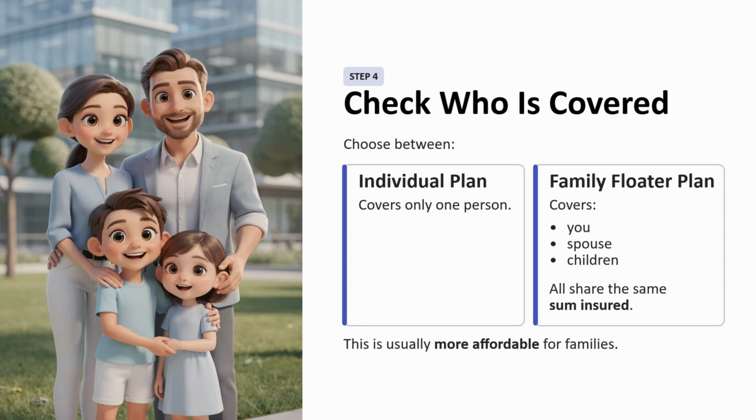Step 4. Check who is covered. You have to choose between an individual plan and a family floater plan. An individual plan covers only one person. A family floater plan covers you, spouse and children. All share the same sum insured. A family floater plan is more affordable for families.